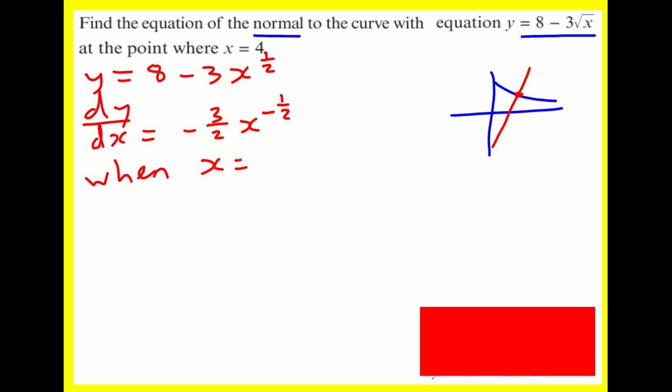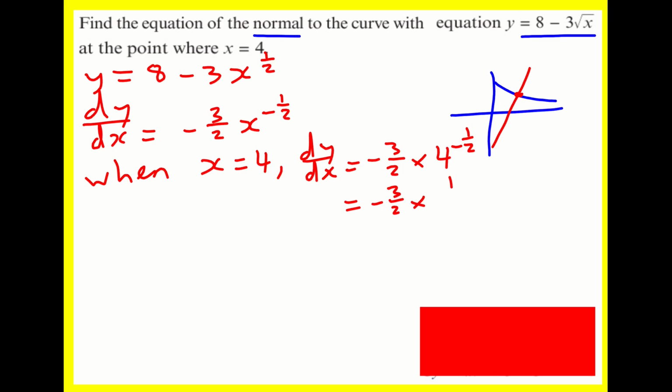When x equals 4, dy by dx is going to equal minus 3 over 2 times 4 to the minus a half. That is actually equal to 1 over the square root of 4, because the minus means it's 1 over, the half means it's a square root, and that's going to be 1 over 2, so I've got minus 3 over 4. I've got the gradient of my tangent, not the normal.